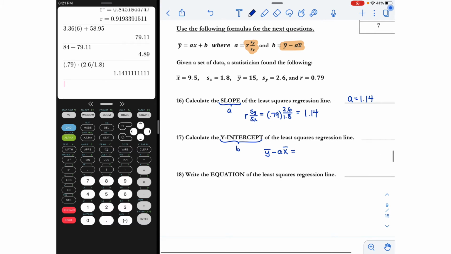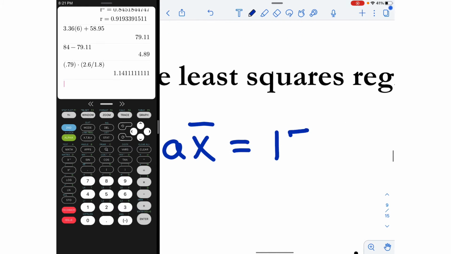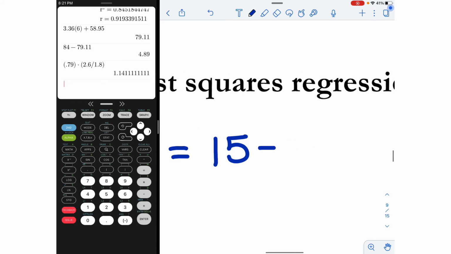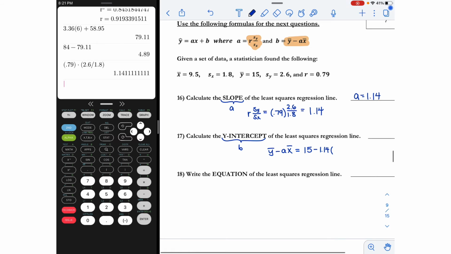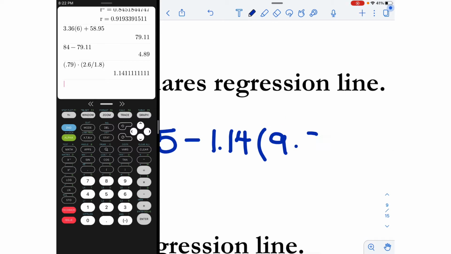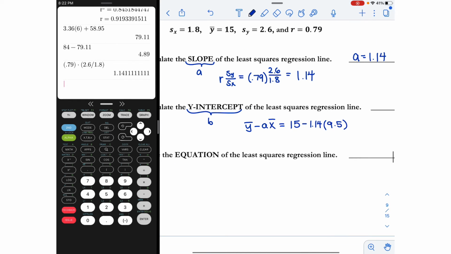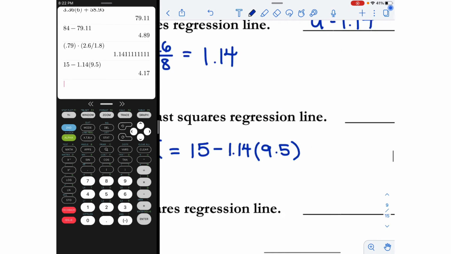Okay, they should give you all of this. So Y bar is 15. A is what we just found, so 1.14 times X bar, which is 9.5. Okay, 15 minus 1.14 times 9.5 is 4.17.